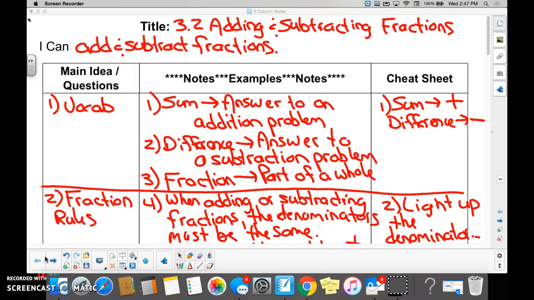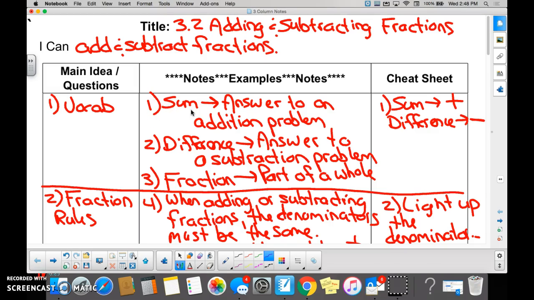All right, so we had 3 words. Sum. Everybody, on the count of 3, tell me what the sum is. 1, 2, 3. Okay, on the count of 3, tell me what sign goes with difference. 1, 2, 3. Subtraction. Difference means you're dealing with subtraction.